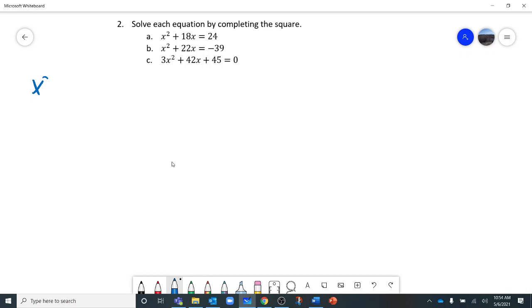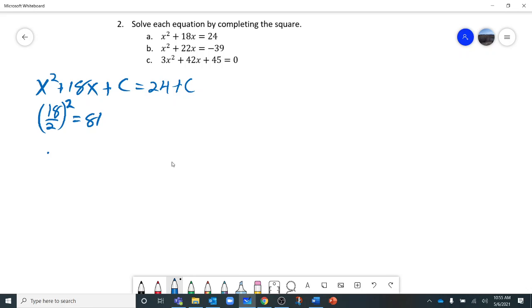Okay, so we have x squared plus 18x plus our perfect square equals 24. We have to add it to both sides because it is an equation. We've done this one before, actually, but 18 divided by 2 squared is equal to 81. And so we get x squared plus 18x plus 81 equals 24 plus 81.